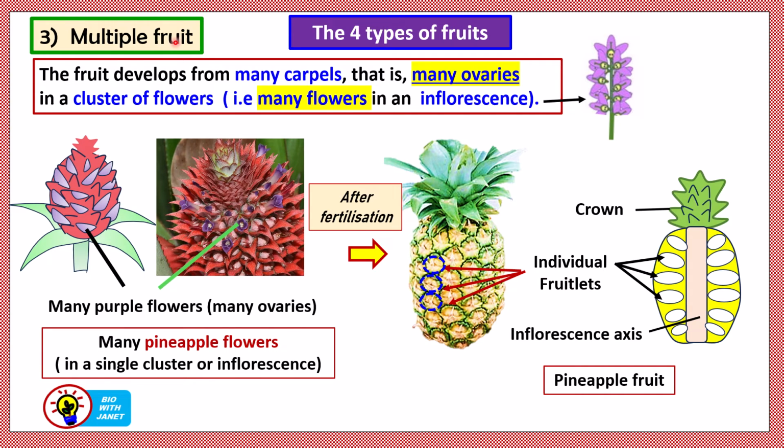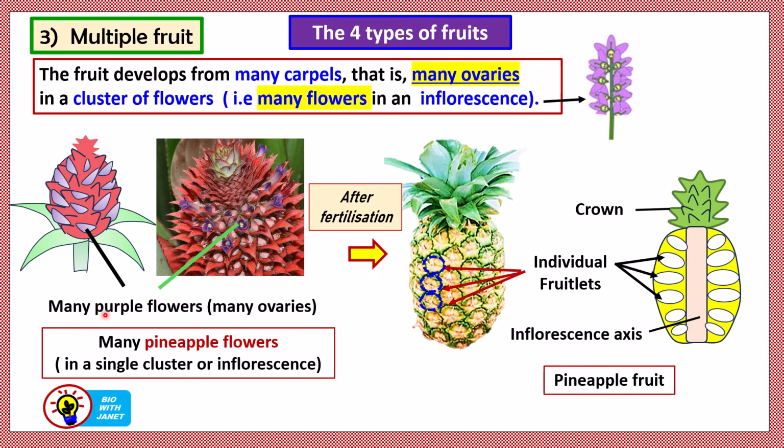An example of a multiple fruit, where M stands for what? Many flowers with many ovaries. Okay, the example is the pineapple fruit. Now let's look at the pineapple flower. Again, it takes a while to find all these beautiful pictures of the pineapple flowers. Okay, and this is my own drawing.